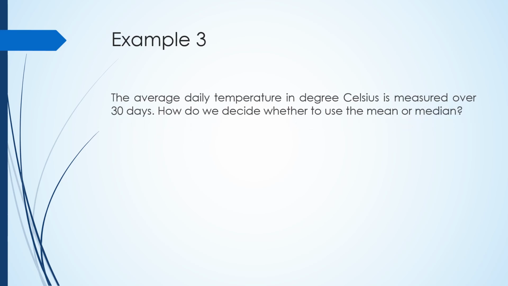Example 3. The average daily temperature in degrees Celsius is measured over 30 days. How do we decide whether to use the mean or median? Because temperature data in Celsius is interval, 0 is arbitrary. It doesn't mean no temperature.